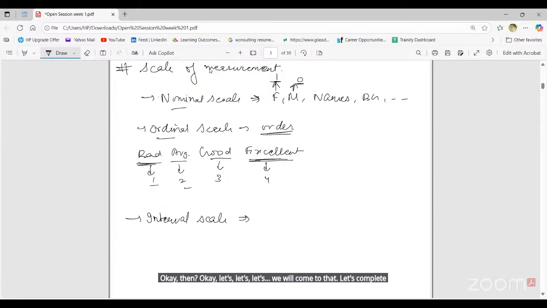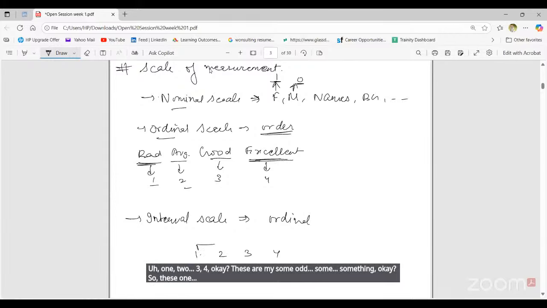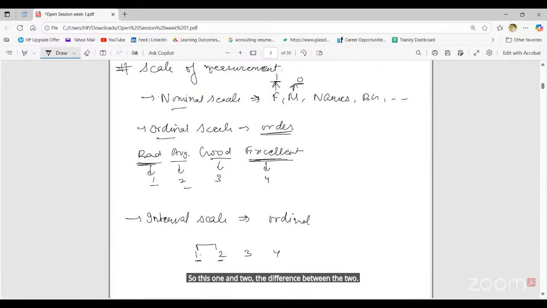Let's complete this. We have only two things left, which is an interval scale. What is an interval scale? It has a particular interval between all the levels. It will be following the ordinal scale of measurement properties, but the main thing is that it has no absolute zero. If I'm having, let's suppose, 1, 2, 3, 4, the difference between 1 and 2 is 1, 2 and 3 is also 1, and 3 and 4 is 1.